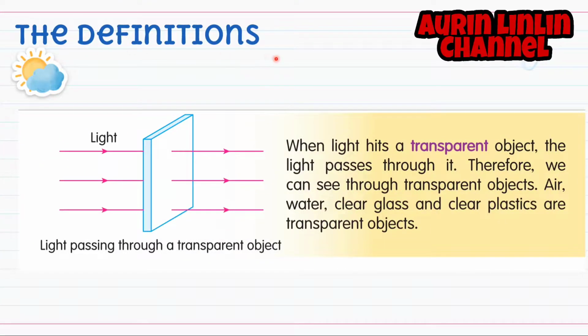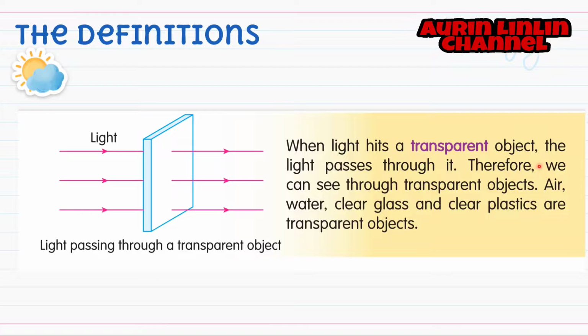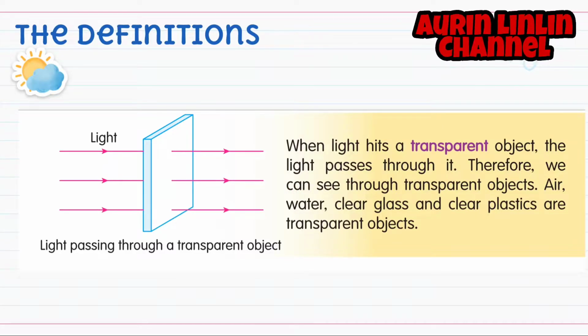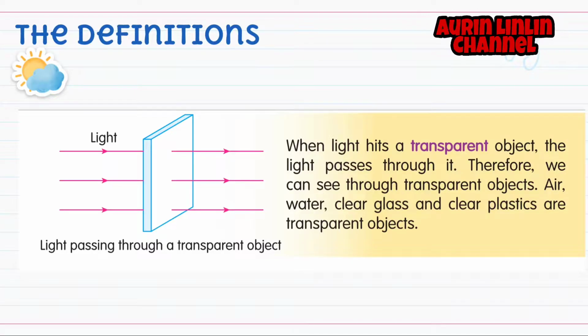And what is the definition of transparent? Okay, when light hits a transparent object, the light passes through it. Okay, if you want to know the example, you can see this experiment.